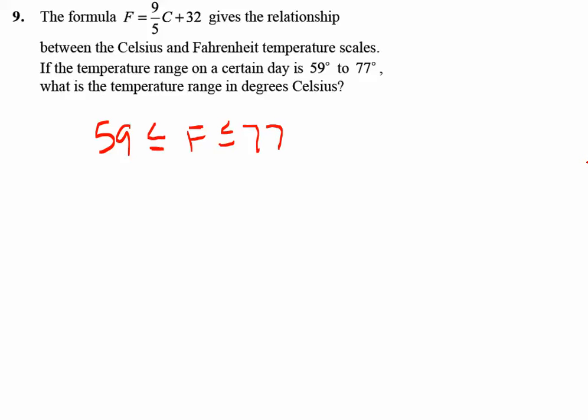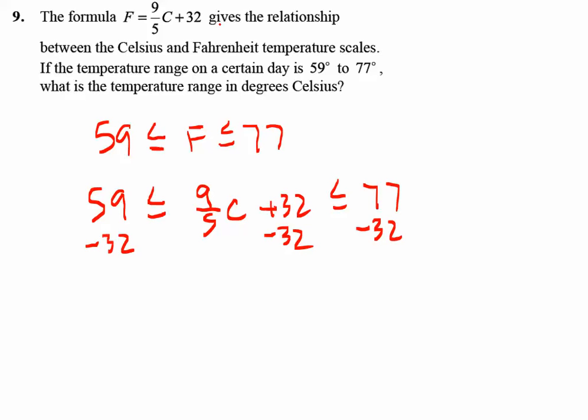Except this is in terms of Fahrenheit, and the whole point is I want this in terms of Celsius. So yes, we do have a relationship: F equals 9/5 C plus 32. So 59 is still here, but let's convert that F into 9/5 C plus 32. Hey, I think I remember something like this. Three different sides, what should we do first? Subtract 32, you got it. Subtract 32 from all three sides.